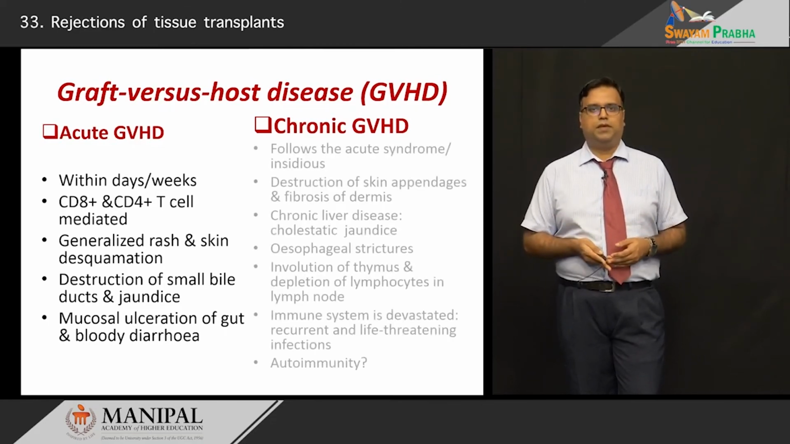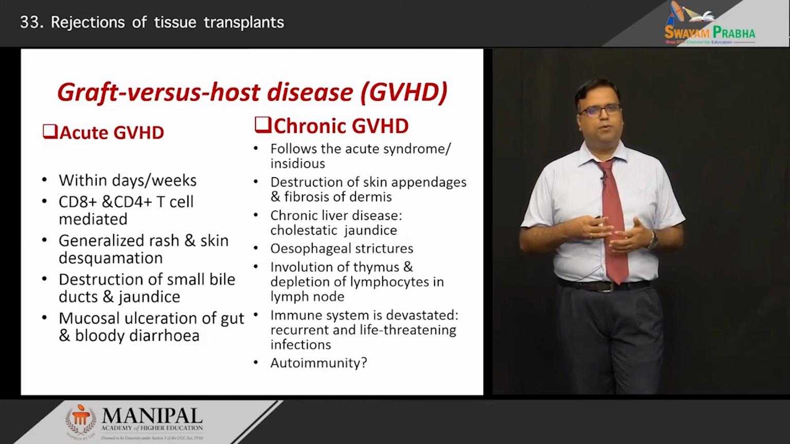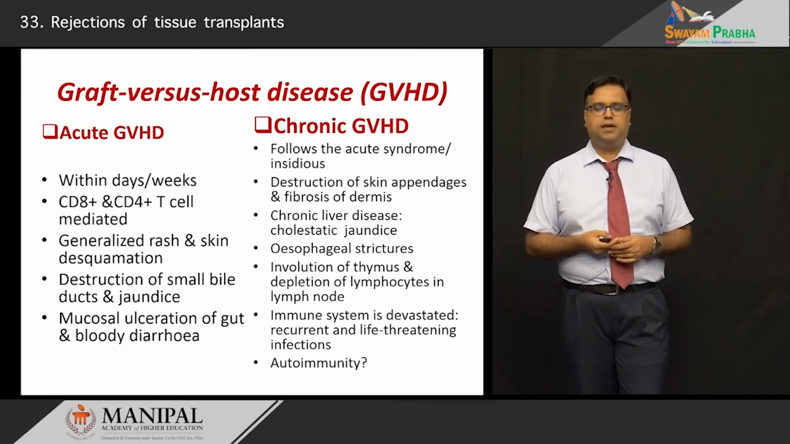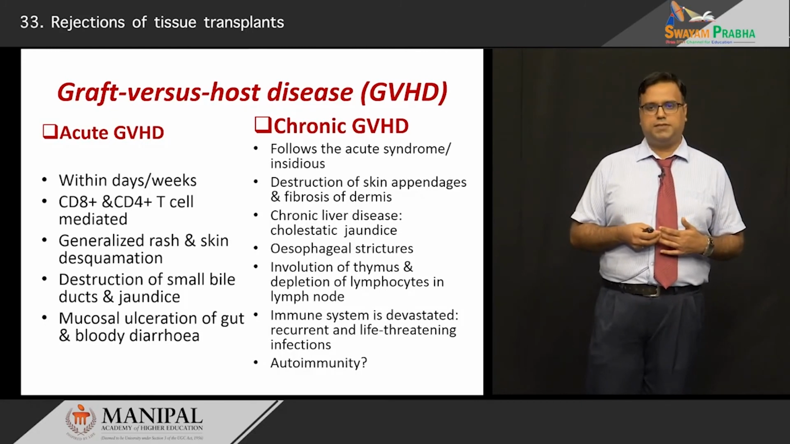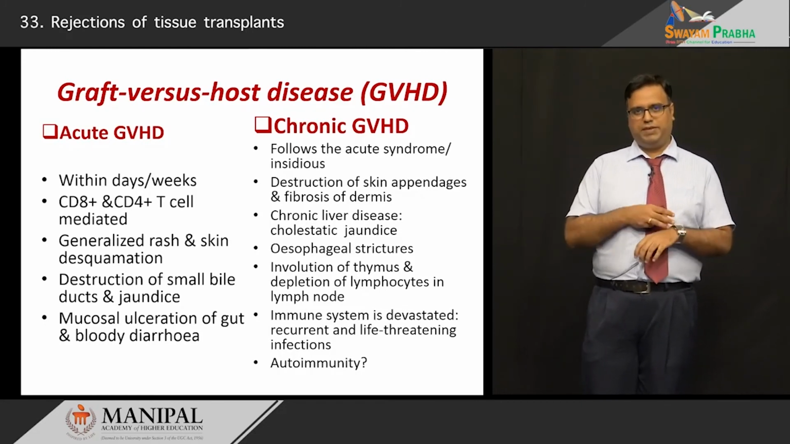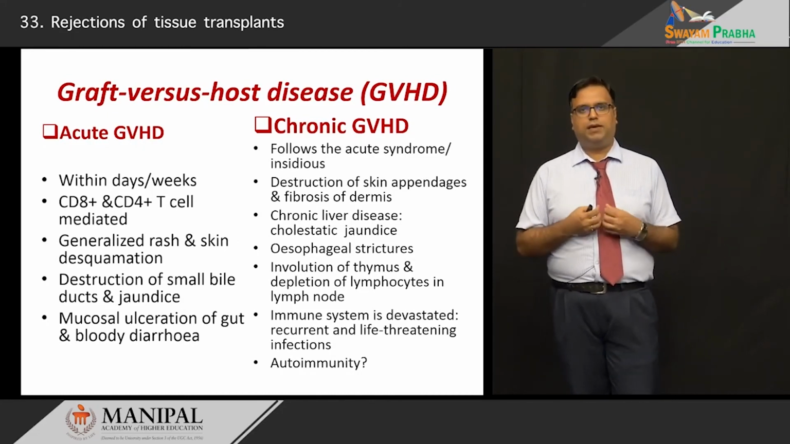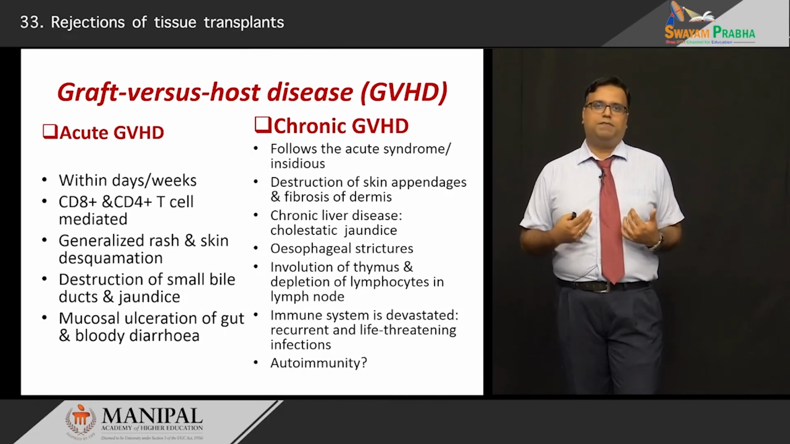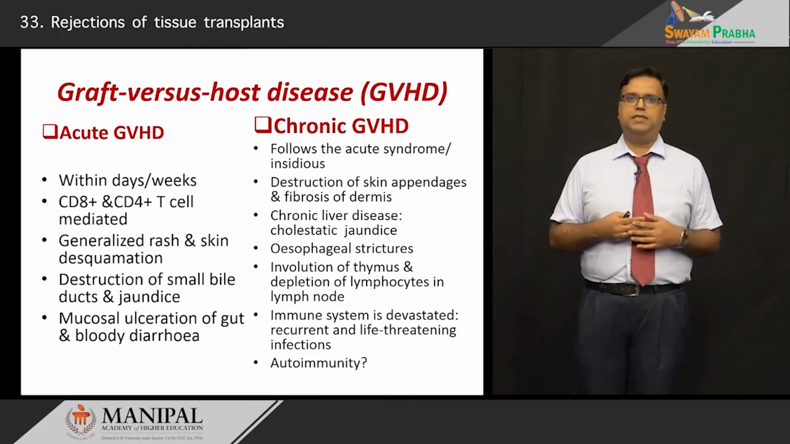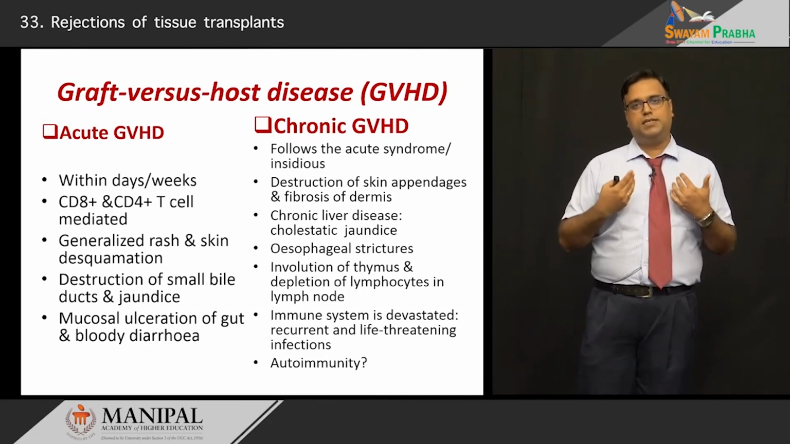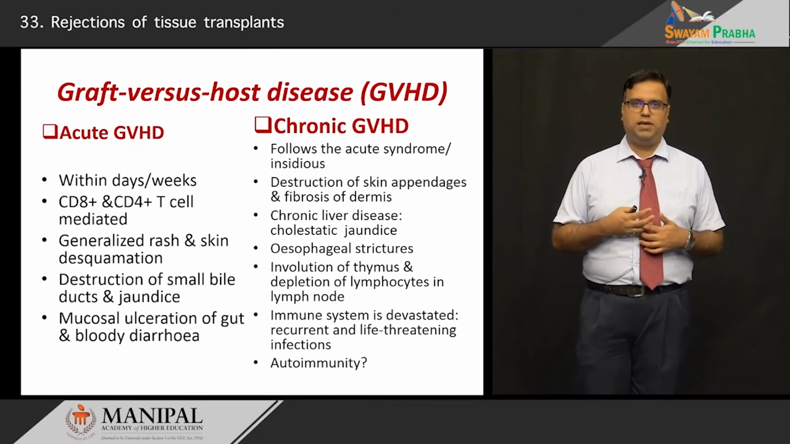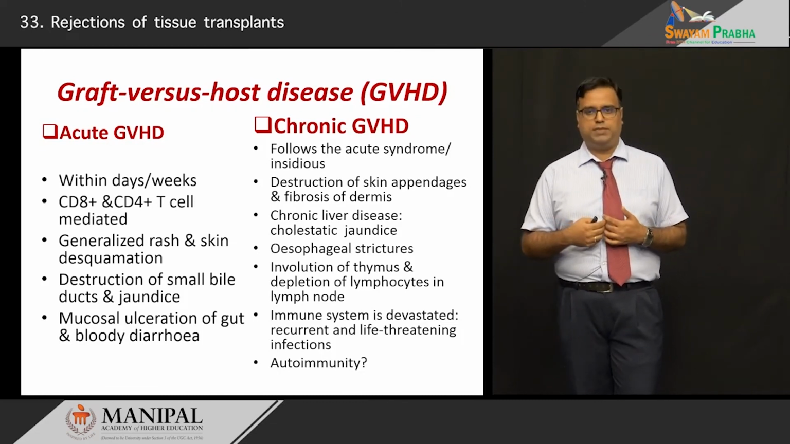Chronic has all of these symptoms, but they are more insidious, so they progress gradually, and there is a lot of destruction of the dermal appendages of the skin resulting in fibrosis. They come with skin which is very fibrous and thick. Cholestatic liver disease occurs because of plugging of the bile pigment within the hepatocytes. They have jaundice. They also come with itching and pruritus because of accumulation of bile salts. In the esophagus, they can develop stricture, so the patient will have dysphagia, which is difficulty in swallowing food, or odynophagia, which is very painful swallowing of food substances.